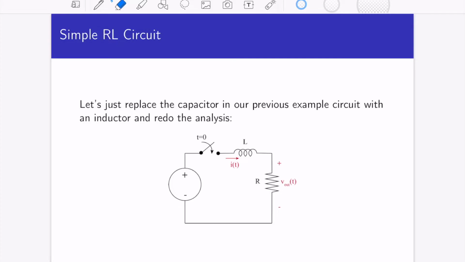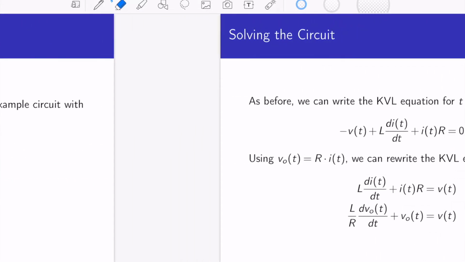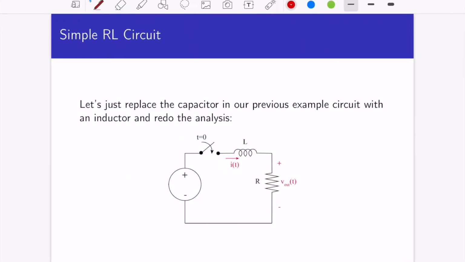Now let's consider a simple RL circuit. Again, we have now analyzed these circuits, or circuits very similar to this one. So we've now got an inductor and a resistor in series with a source. That source is called V of t.